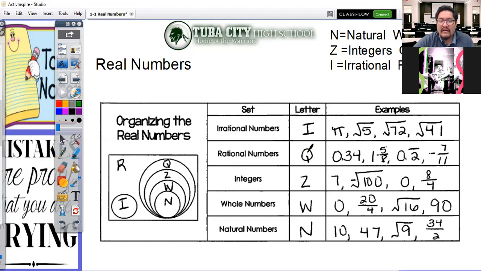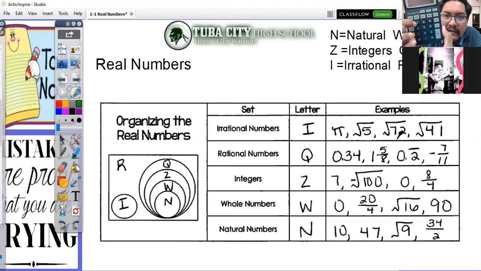Which all of these are rational numbers. But whole numbers and natural numbers make sense because whole starts with W and natural starts with N. And here are some examples that you can see as we go filling this out. So pi is the example, and I don't think I have pi on my hand calculator here, but let's go ahead and move over to another one.